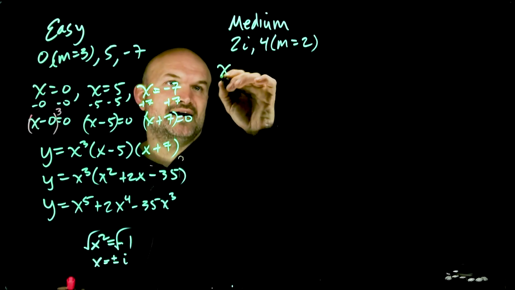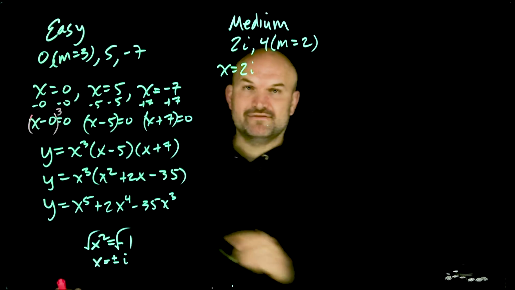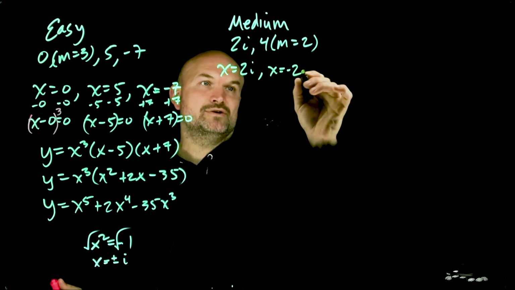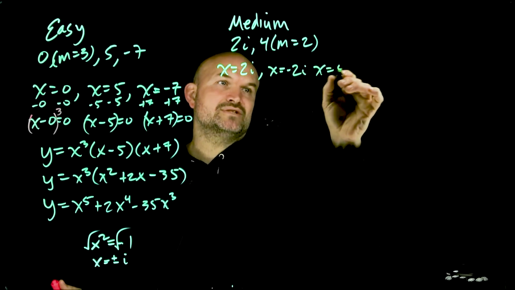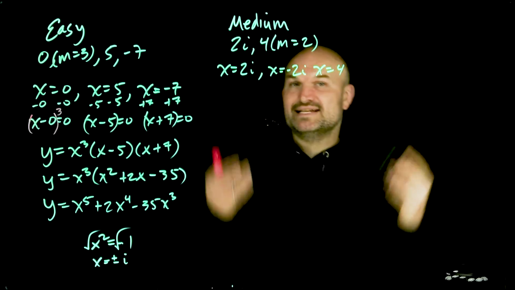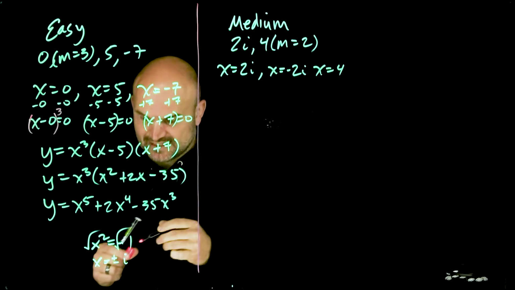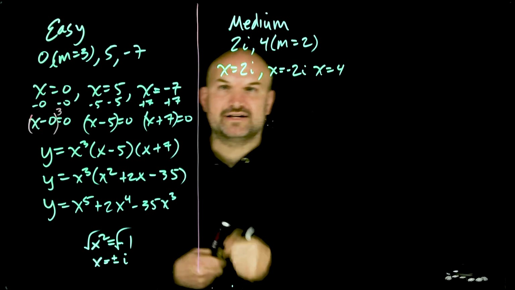So I know I'm going to have x equals 2i, right? We're going to set everything equal to x first. So I have x equals 2i. I know I have x equals -2i. And then I'm going to have x equals 4. But again, we're going to raise that to the multiplicity of 2. Now, let's go and write them as set equal to 0 so we can identify what the factors are going to be.